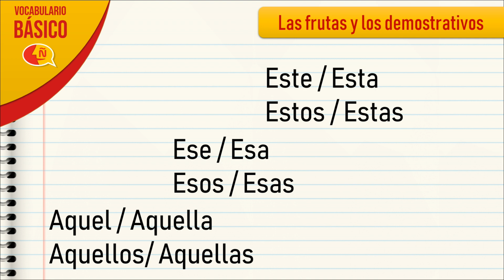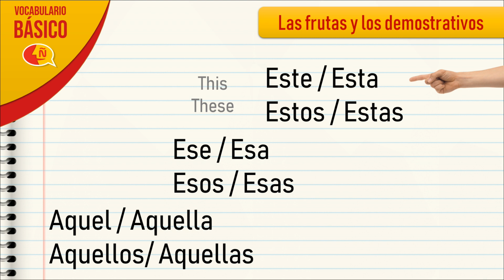So, if something is very close to us, or it's actually in our hands, we use these words, este and esta for singular, and estos and estas for plural. The equivalents in English are this and these, okay?